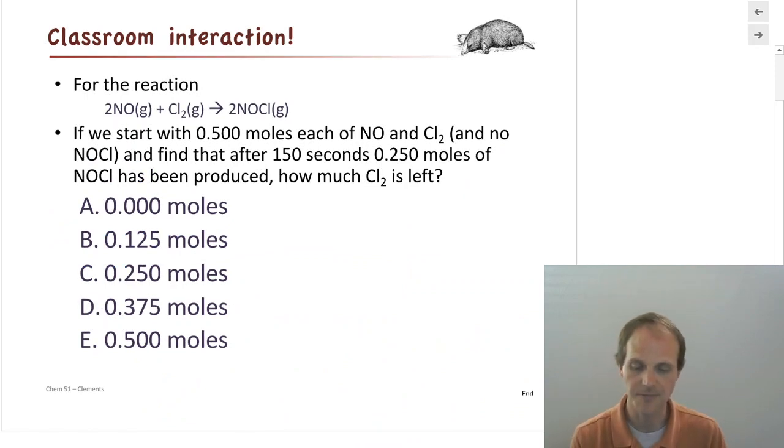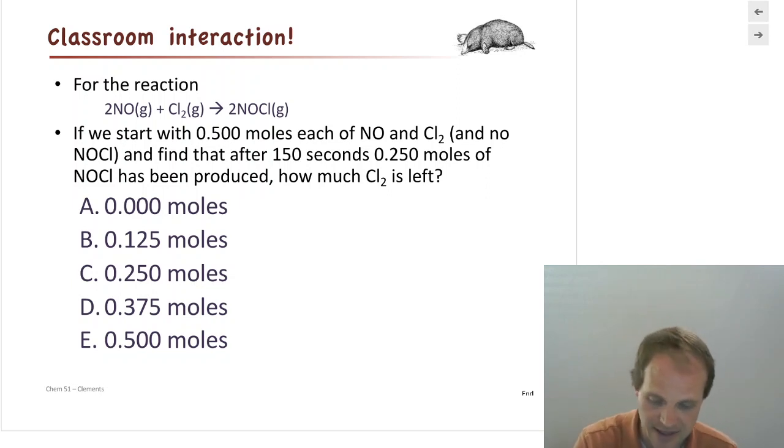All right. Here's another one. We're going to start with 0.5 moles each of NO and Cl2 and no NOCl. And after 150 seconds, 0.25 moles of NOCl has been produced, and how much Cl2 is left? So your turn for that one. Like Professor Clements, this doesn't really have anything to do with what we just did. It does, because it's the stoichiometry part of it, which for a lot of people, it's a hang-up of getting this ice table stuff down, is getting the stoichiometry part right. So I'm helping you work on the stoichiometry part.